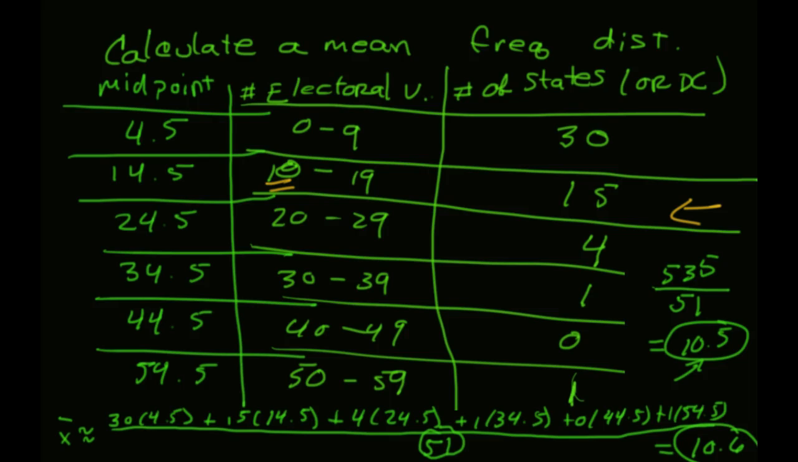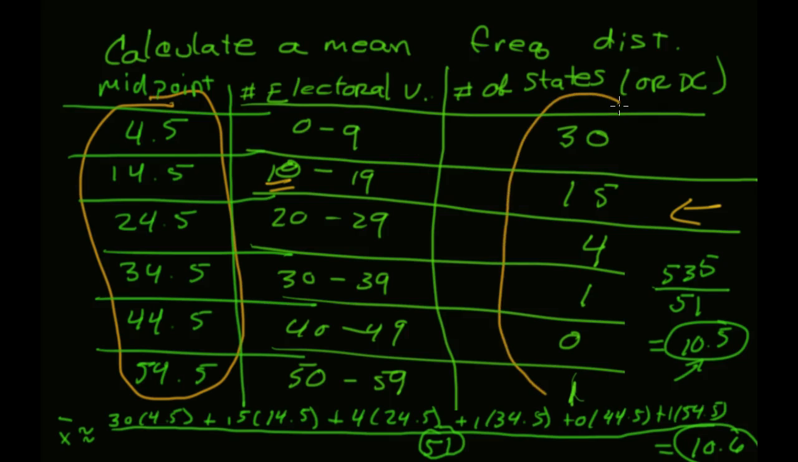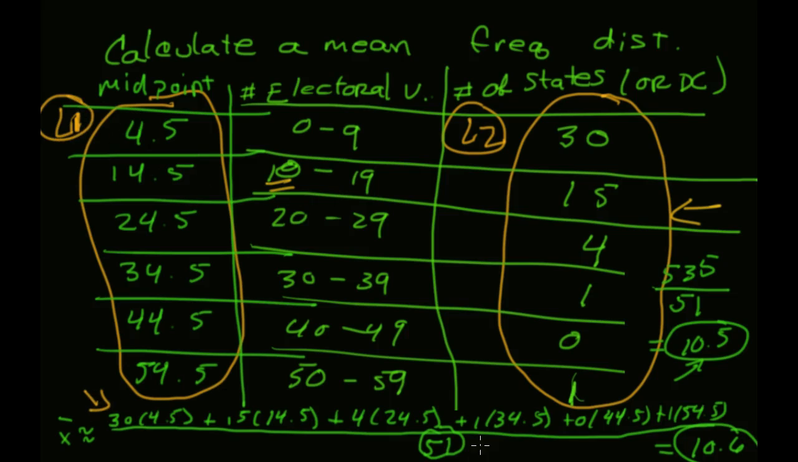Let's take a look at how we can use the calculator to do this. You'd have to first find these midpoints by hand, and then you can use those with the frequencies with the calculator. So ultimately we're going to load these into L1, and I'm going to load these into L2. And then we're going to let the calculator do this work all by itself. So let's see how that works.